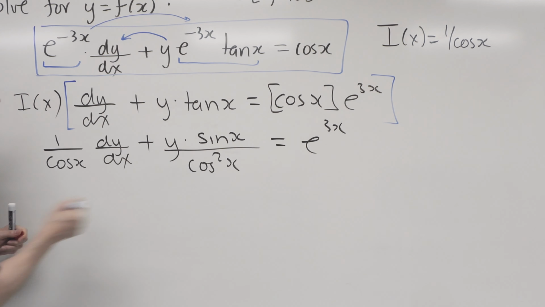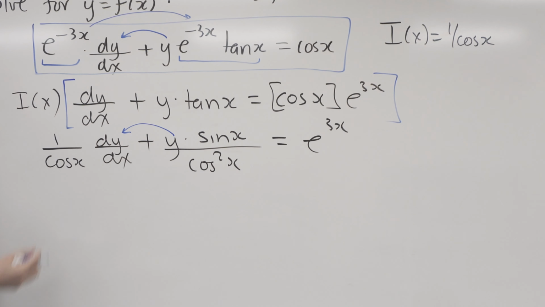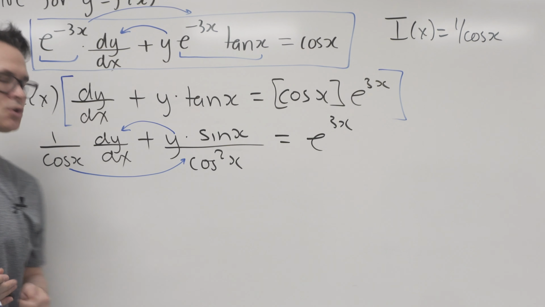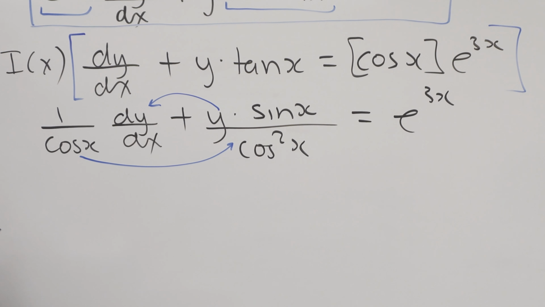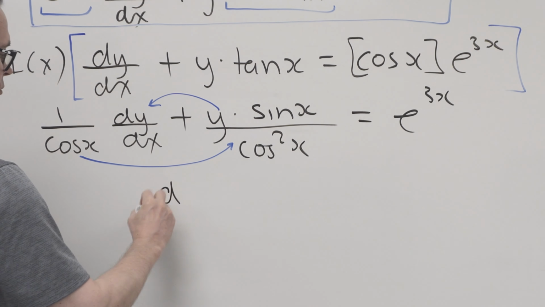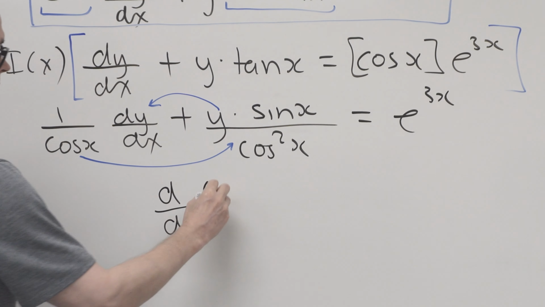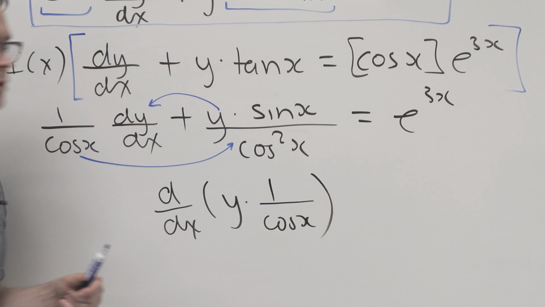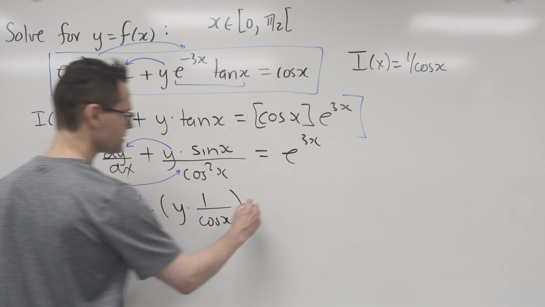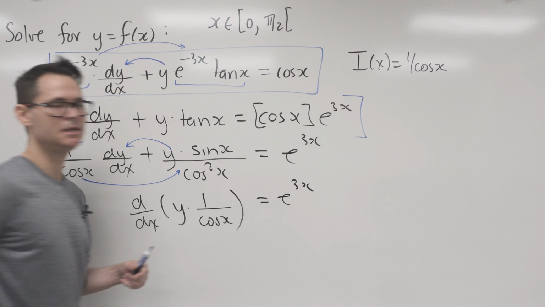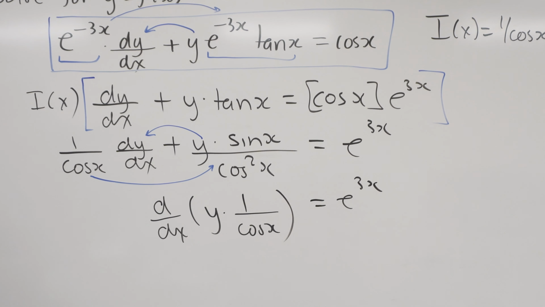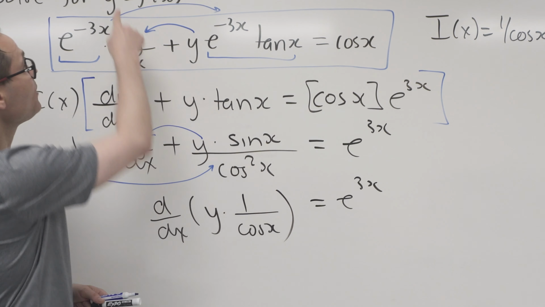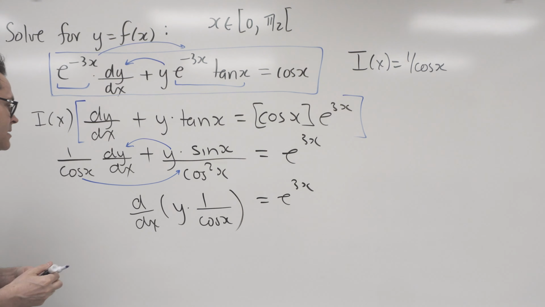Okay, well, how does that help? Well, notice now, the derivative of y is dy dx, and the derivative of 1 over cos x is equal to sine over cos squared. So in other words, this whole thing on the left-hand side is nothing more than the derivative of y times 1 over cos x. And that's equal to the right-hand side, which is just e to the 3x. Well, this is kind of nice because if I can get rid of d by dx, I've isolated y, which was what I wanted to do in terms of just x.